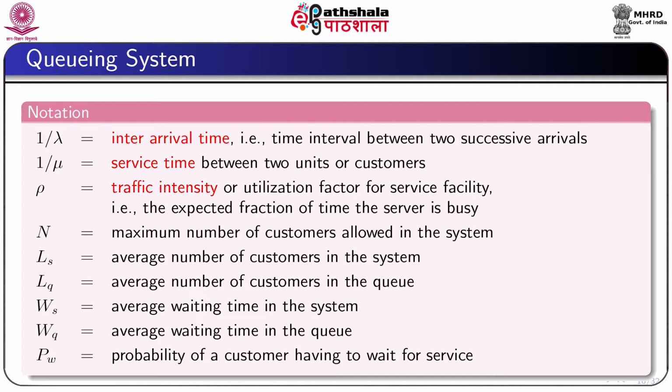LS is the average number of customers in the system, where LQ is the average number of customers in the queue. WS is the average waiting time in the system, and WQ is the average waiting time in the queue. We denote PW as the probability of a customer having to wait for service.